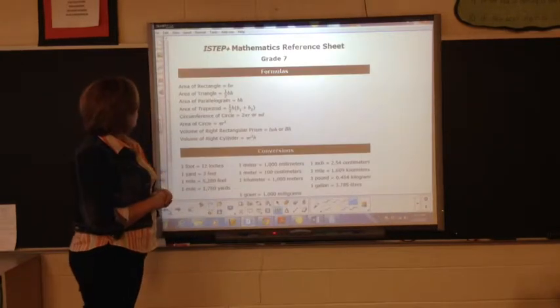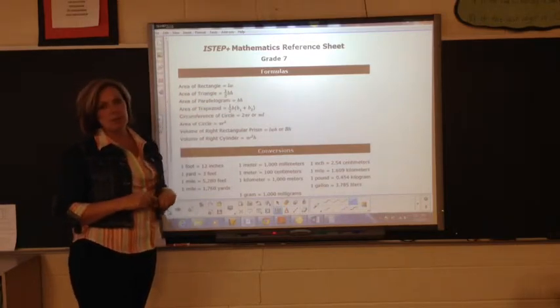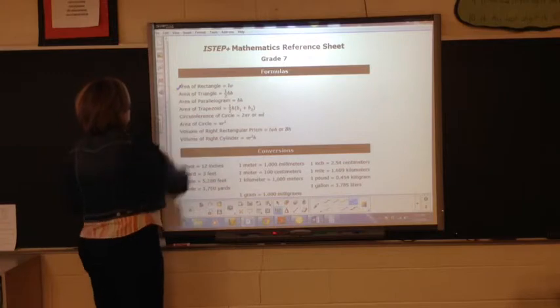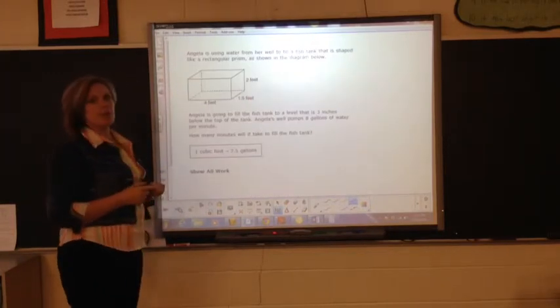And I just want to show you that the area of a rectangle is length times width. Okay? So we just used that formula. All right, let's try another problem.